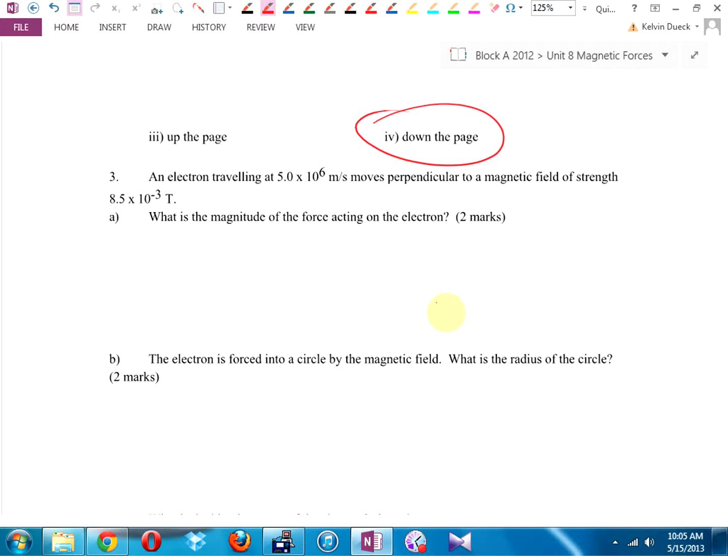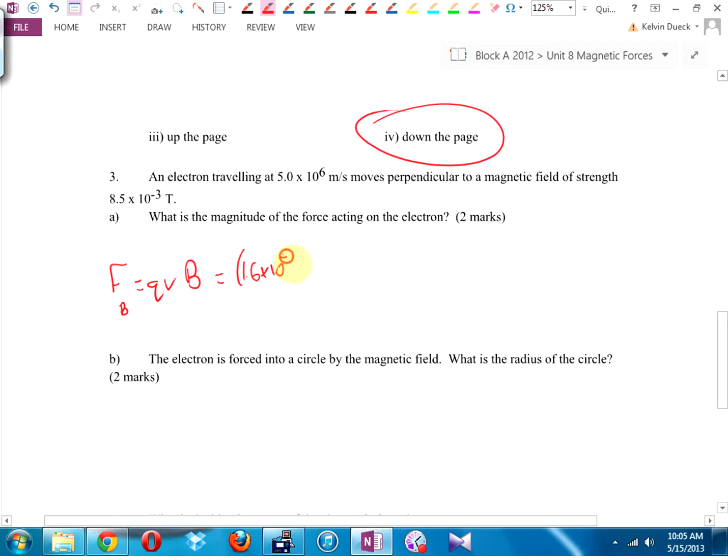Ready? Number 3. What's the magnitude of the force? Okay. Magnetic force is just QVB. Hey, this is straight plug and chug. This would be a multiple choice question probably. And even that, it's almost not too easy, but I would consider this to be close to free marks. I would say, well, I hope they would say it's an electron.